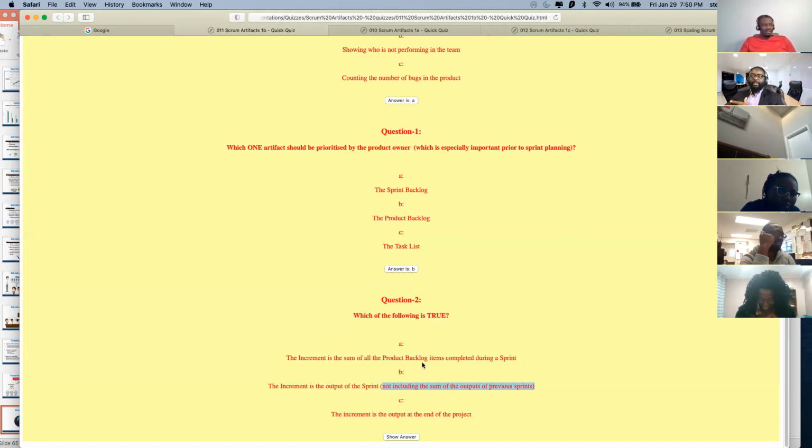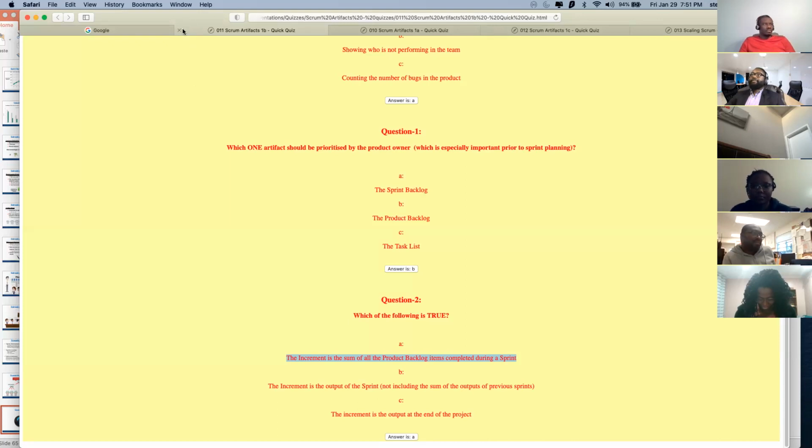But hang on, the sum of the product backlog items completed during the sprint. This looks more like the answer when I look at the other ones now. The increment is the output at the end of the project, that's incorrect. This is incorrect, and this probably is correct, but it's not said the right way. Yes, I agree. None of them are correctly placed. So A is the closest to the answer, but the question is not worded well. If you eliminate the wrong answers, you're probably going to have the right one. Way to go. All right, we're done with that.